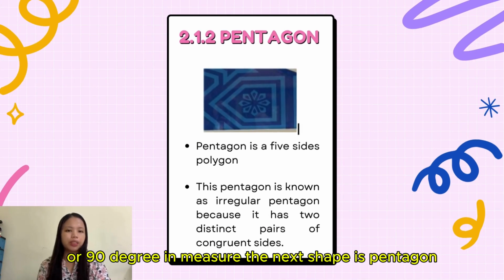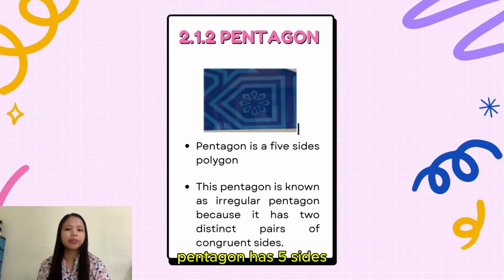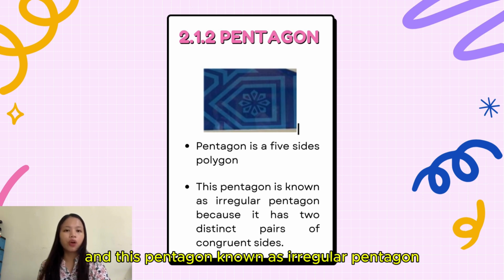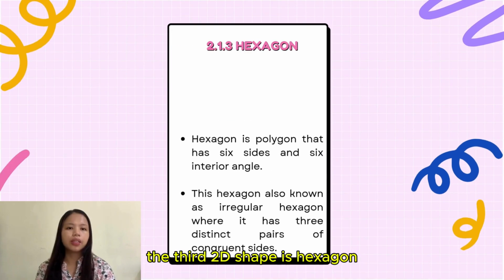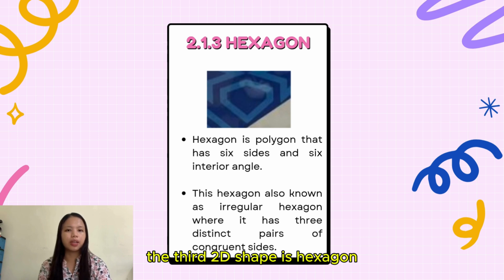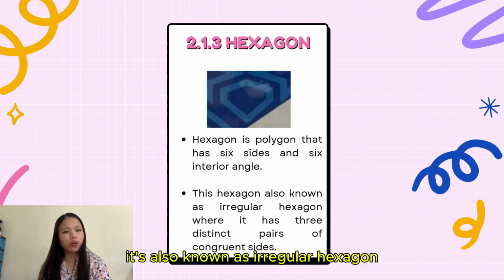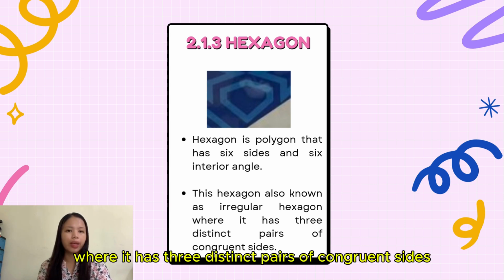The next shape is pentagon. A pentagon has 5 sides, and this pentagon is known as an irregular pentagon because it has 2 distinct pairs of congruent sides. The third 2D shape is hexagon. A hexagon is a polygon that has 6 sides and 6 interior angles. It's also known as an irregular hexagon, where it has 3 distinct pairs of congruent sides.